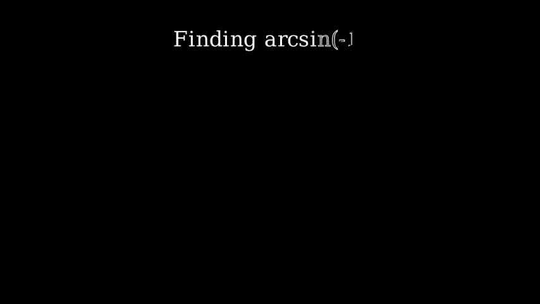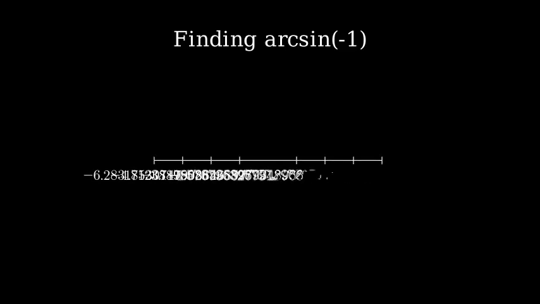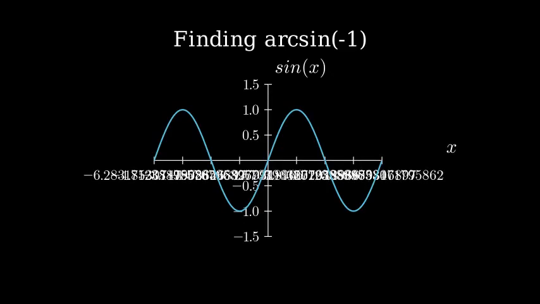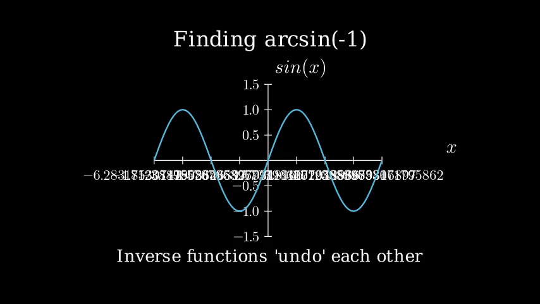Welcome. Today we'll learn about inverse sine, also known as arcsine, and specifically how to find the inverse sine of -1. Before we solve this, let's understand what inverse sine means. The sine function takes an angle and gives us a ratio between -1 and 1. The inverse sine function does the opposite. It takes a ratio between -1 and 1 and gives us the corresponding angle.